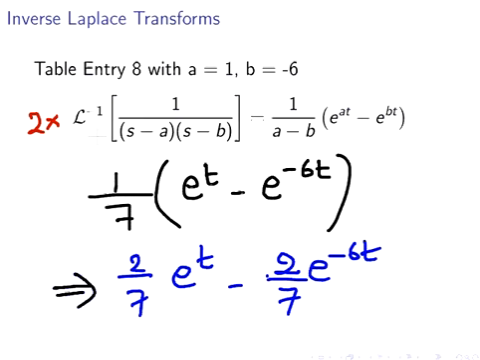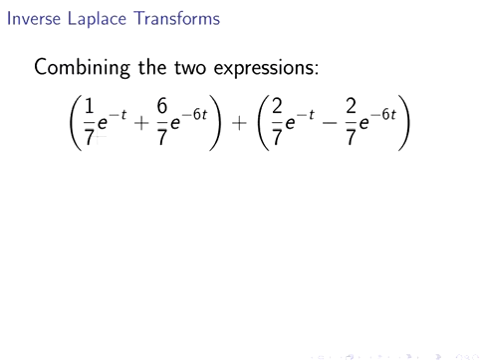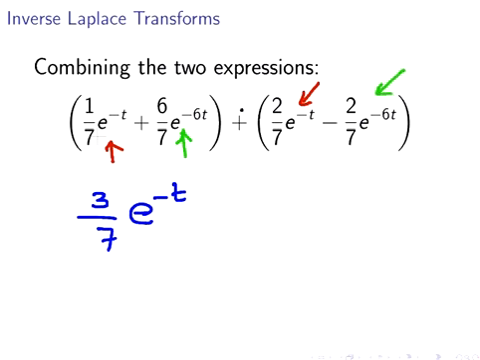So what we're going to do is put both of these together, for the first term and the second term, and this is now multiplied by 2. So combining the two expressions, we would have 1 over 7 e to the t. This expression here and this expression here, we can combine them as 3 over 7 e to the t. This expression here and this expression here can also be combined. So it's plus 6 minus 2 over 7, so we have plus 4 over 7 e to the minus 6t.